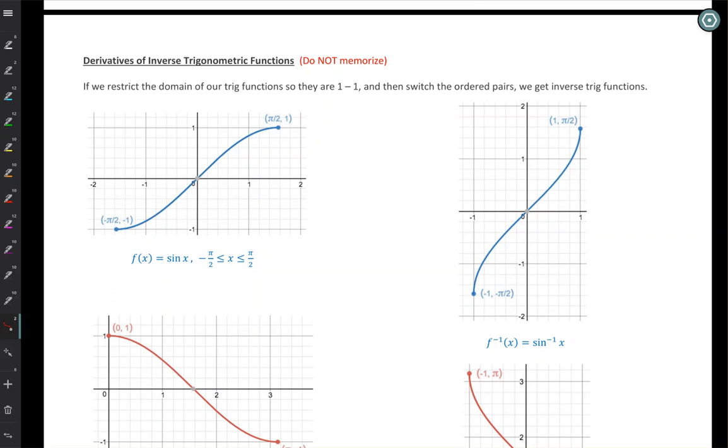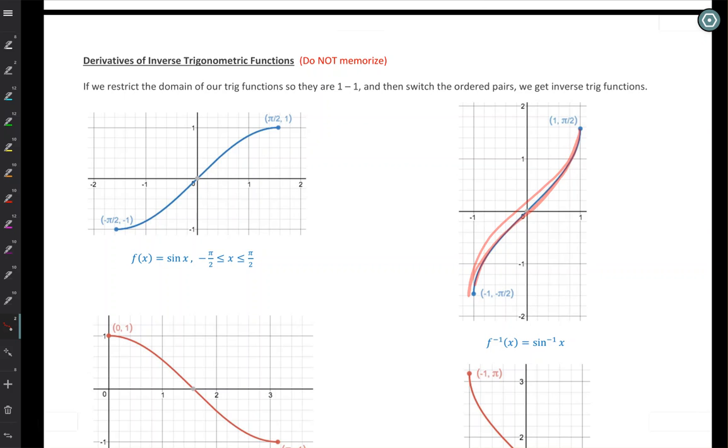All right, so the last thing for us to do is the derivatives of our inverse trig functions. You do not need to memorize these. If we restrict the domain of our trig functions so that they're one-to-one, so that they pass the horizontal line test, then they'll have inverses. And these are the traditional standard domain restrictions for our trig functions. Switching the ordered pairs to x comma y gives us that inverse trig function.